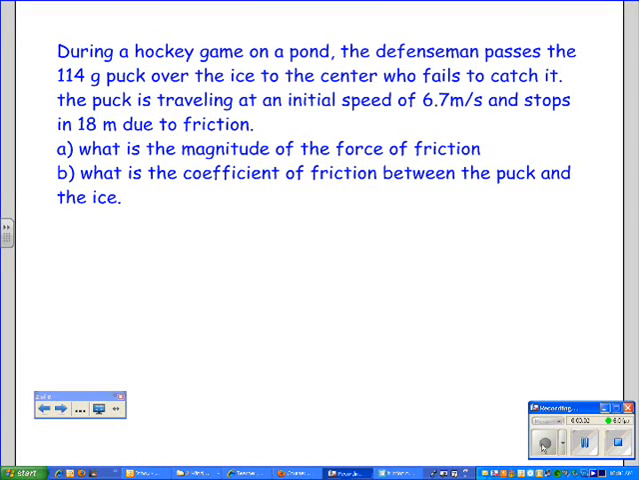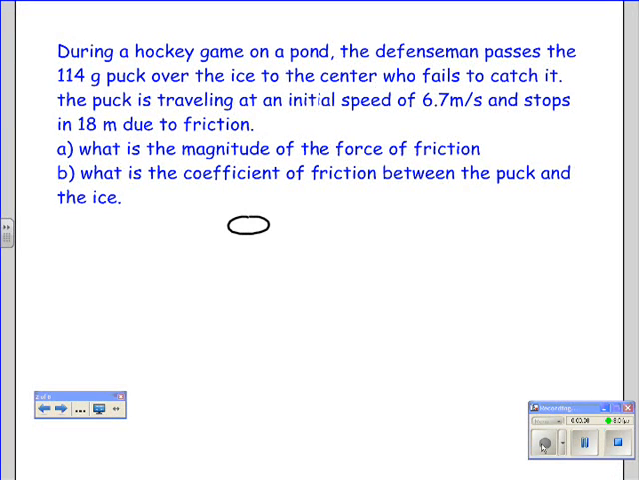All right, so again, we've got the hockey player. We're really interested in the puck. The puck travels in that direction. It's not square. Amazing. I can draw circles. Ovals. What is the magnitude of the force of friction?